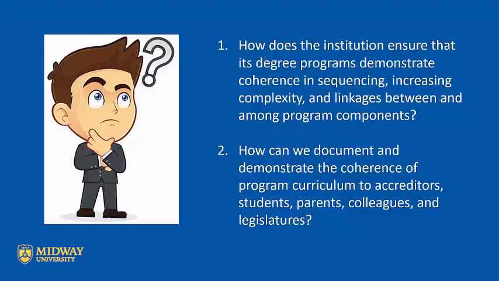The key questions faculty should consider during this process include: how does the institution ensure that its degree programs demonstrate coherence in sequencing, increasing complexity, and linkages between and among program components? And how can we document and demonstrate the coherence of program curriculum to accreditors, students, parents, colleagues, and legislatures?